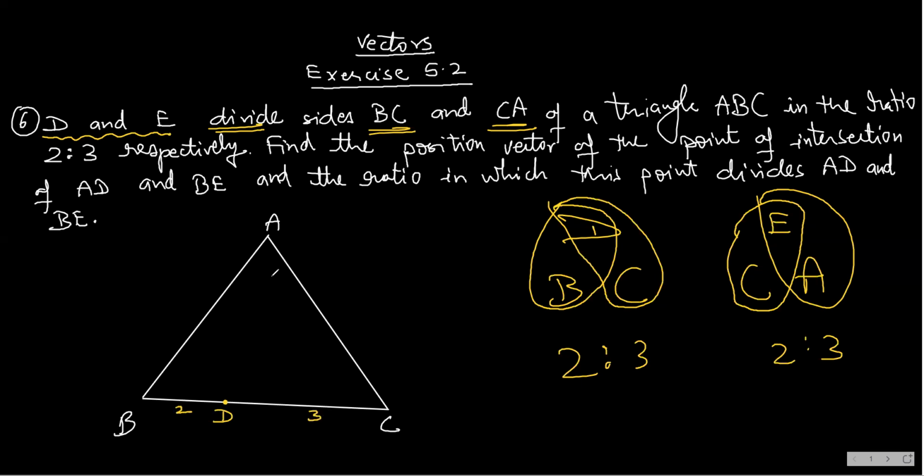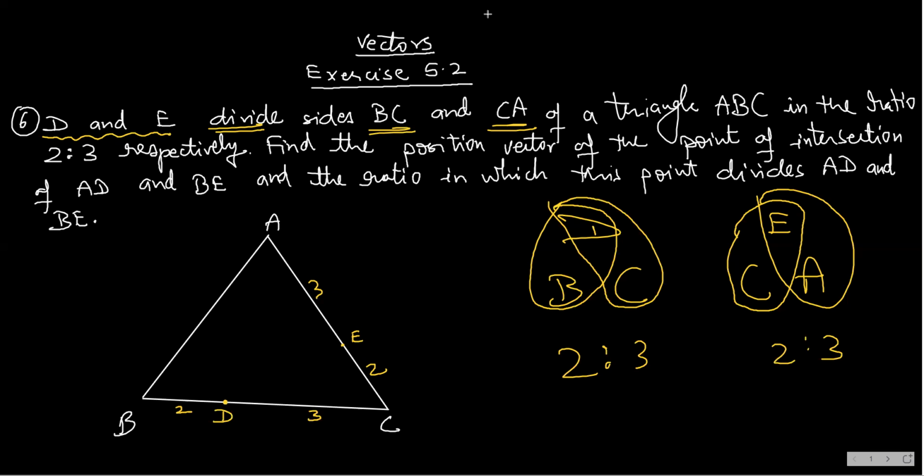And E is on CA such that E divides CA in the ratio 2:3. So this is 2 and this is 3. This is important, don't write 2 here and 3 here. See the order. E divides CA. So you have to write C to E as 2 and then A to E as 3.